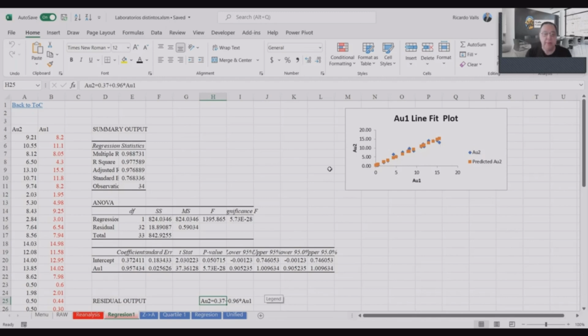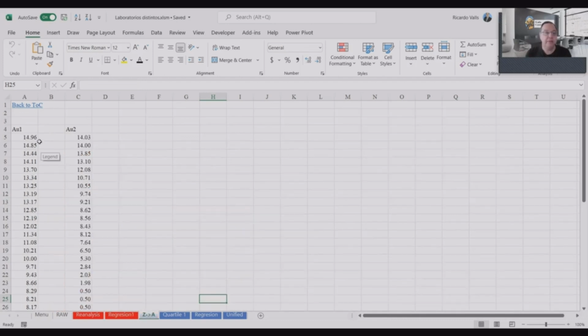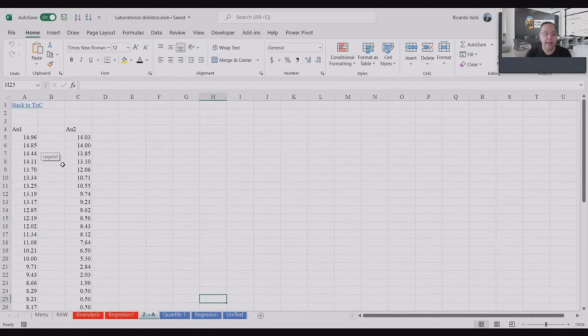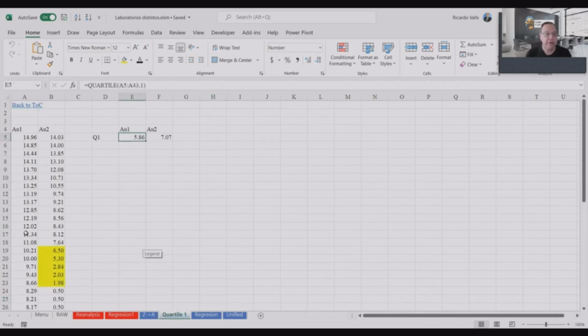But what can we do if we don't have access to those pulps or those samples? Well, the best solution will be as follows. You can organize all your data from the maximum values to the minimum values, like here. And then you determine the first quartile for each group. The formula is QUARTILE of the whole data, comma 1, and that will give the first quartile.